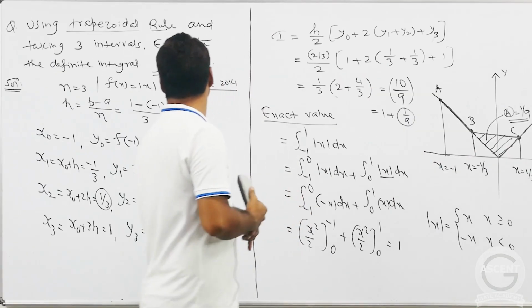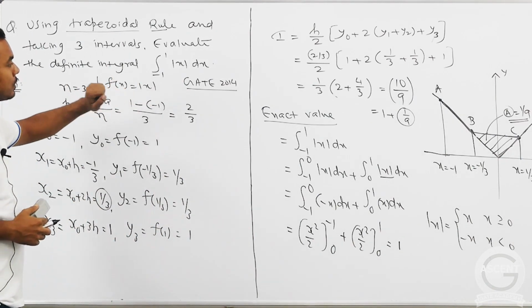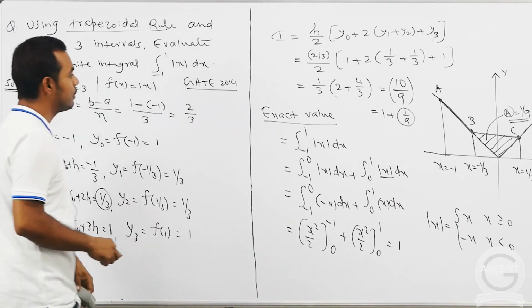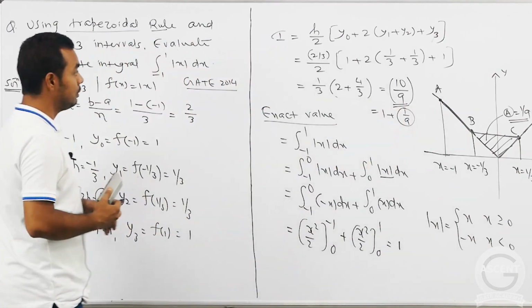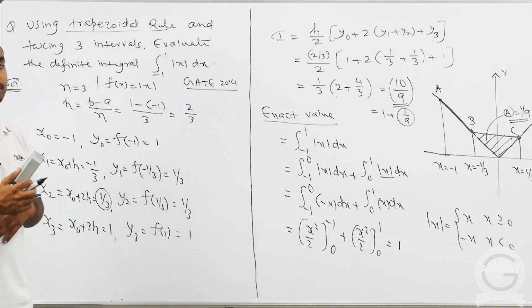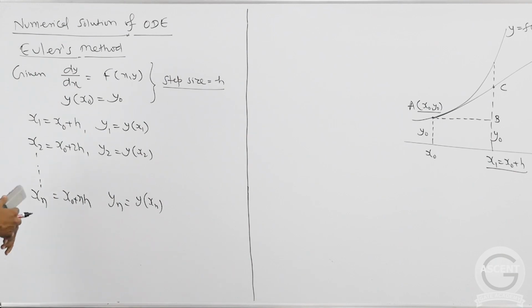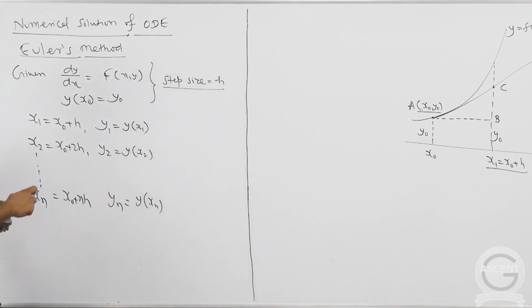So this was a very simple problem. We had to evaluate the value of this integral using trapezoidal rule. So the correct answer for this question will be 10 by 9, okay? After this, we are going to talk about numerical solution of ordinary differential equation. Our last topic from this chapter is numerical solution of ordinary differential equation. Here we have to learn three different techniques.